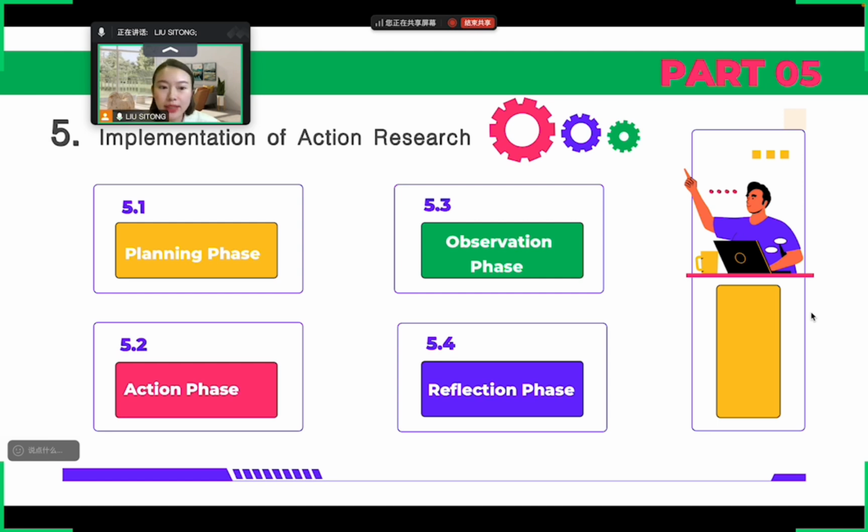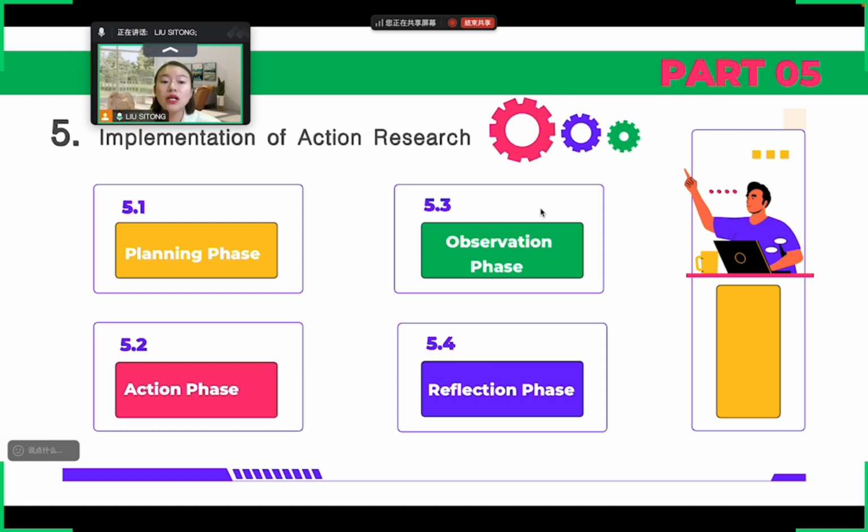And 5.3, observation phase. Classroom observations revealed key differences. The first one, students in the experimental class were more engaged and willing to speak. Number 2, the control class remained passive, focusing mainly on reading and listening. Number 3, students in the experimental class gained confidence and made fewer pronunciation errors.